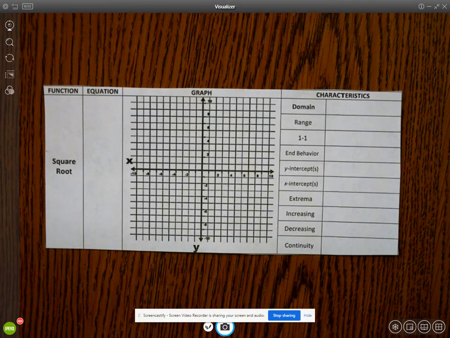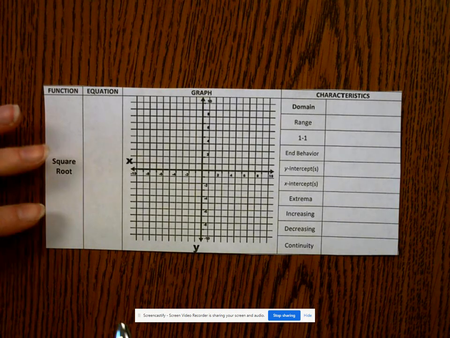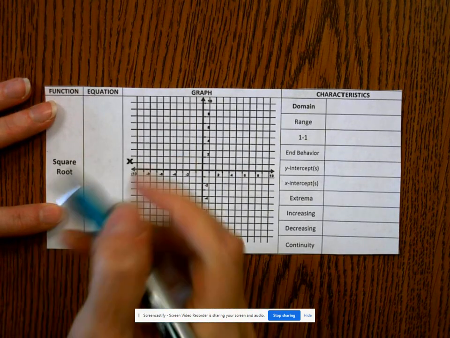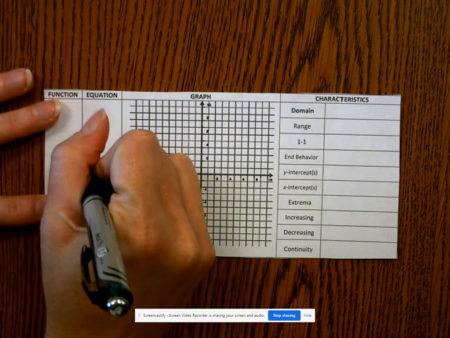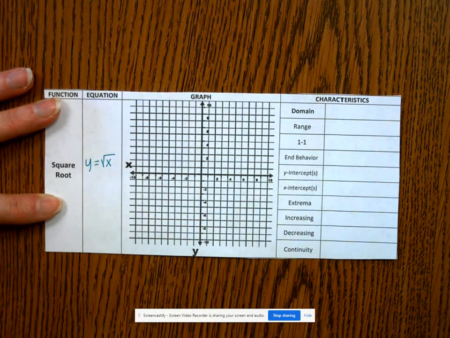Okay, y'all, so finishing up with our parent functions for 1-6. We did not do square root. That'll be the next one that goes in your composition book after quadratic. So the parent for a square root is just y equals the square root of x.